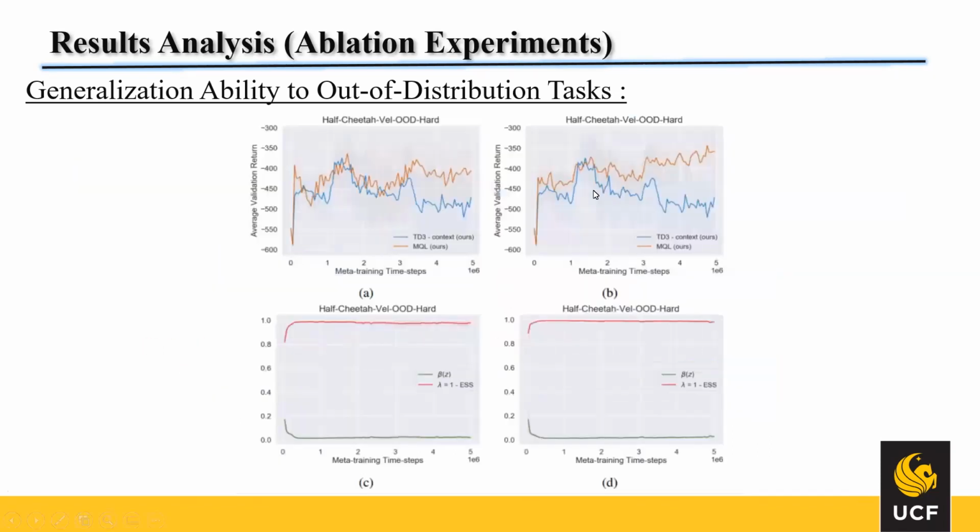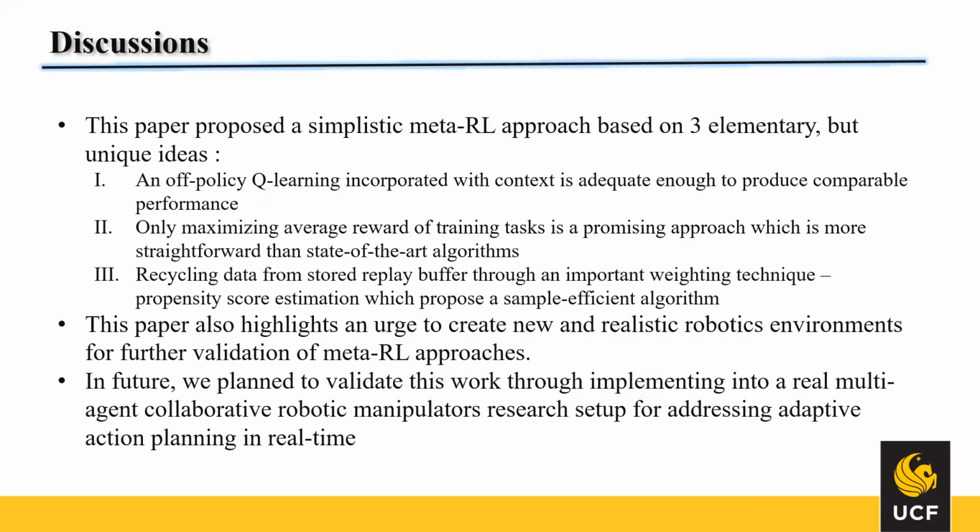If you go into the next slide, the previous slide was for a medium difficulty task environment. Now we are looking into some hard environments. Obviously there is more noise in this figure, but still we can see that MQL is outperforming the TD3 context there, and the same adaptation with the propensity and gamma is seen here. So this result basically shows that MQL performs well in medium to hard environments. If you go to the next slide.